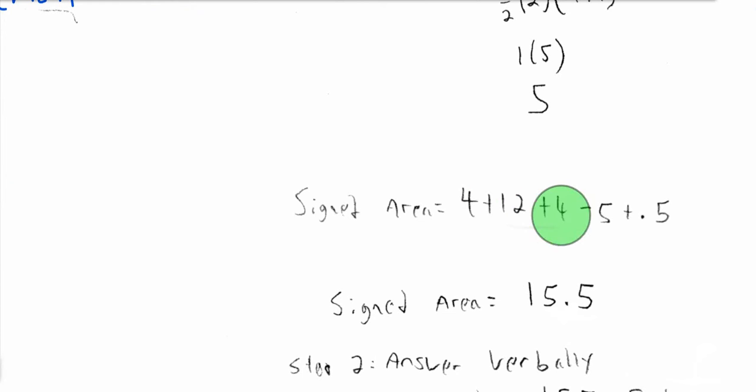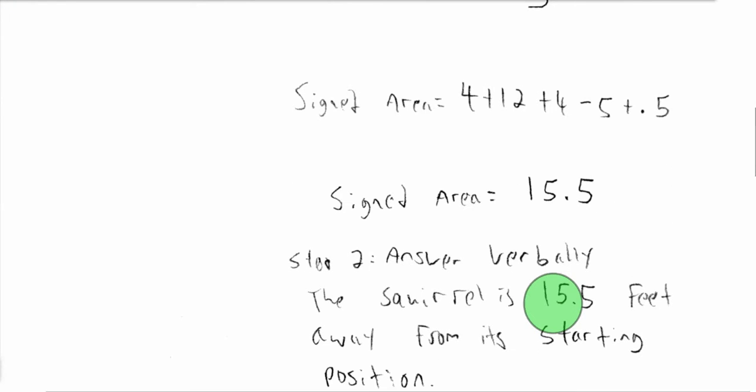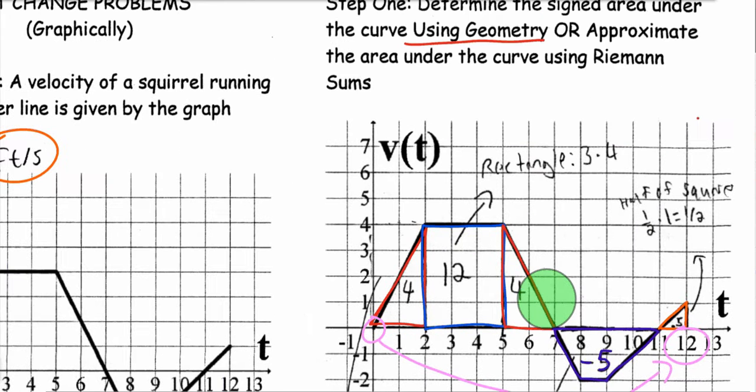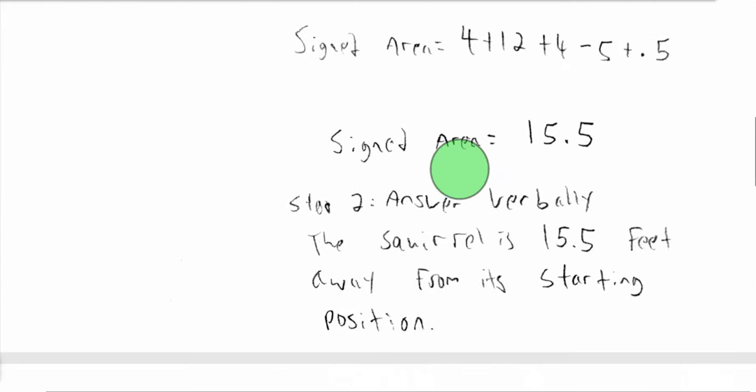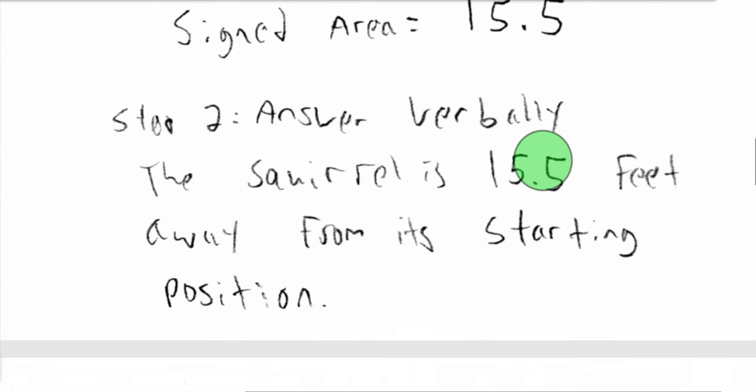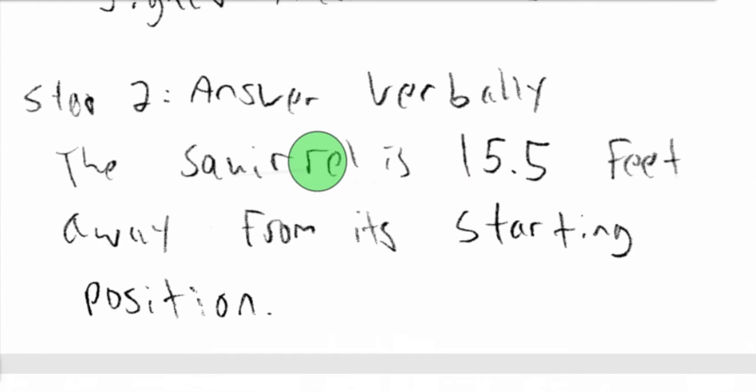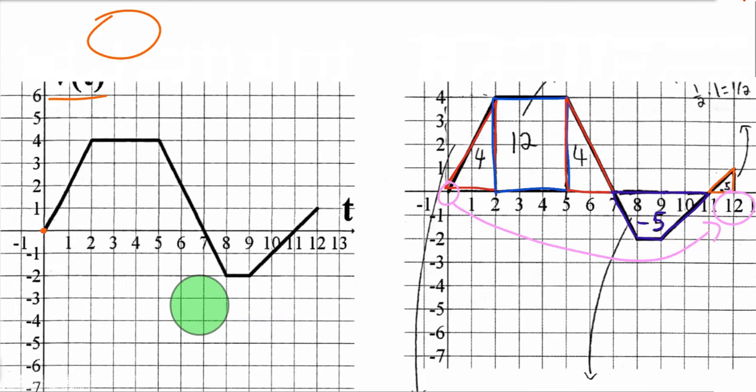So let's add all those up, making sure the -5 is negative. We get 15.5. 4 plus 12 plus 4 plus -5 plus a half is 15.5. So that's step one. You're just finding the area. Again, you're either using geometry or using Riemann sums to approximate. Now step two is just to answer verbally. So what is the answer to the question? The squirrel is 15.5 feet away from its starting position. That's all the question was asking.